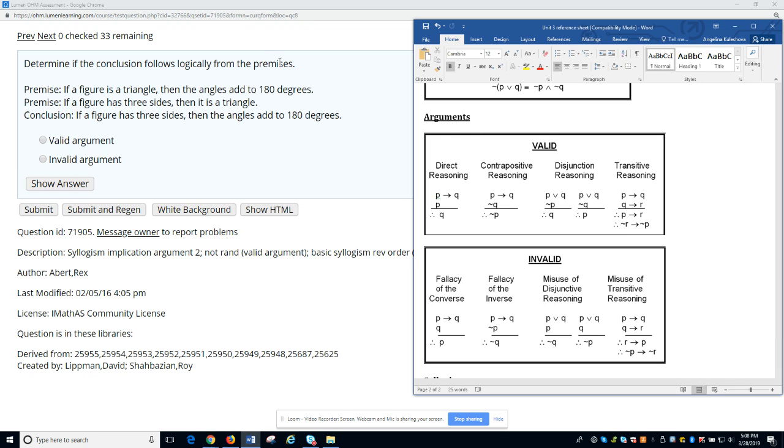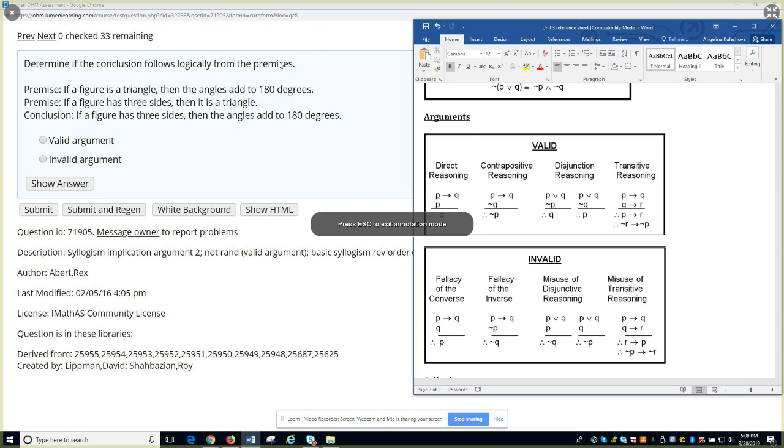So we are determining whether the argument is valid or invalid. Because these are all just conditional statements, they're non-quantified, we are going to translate and then see if it matches one of the forms that we have. So let's identify a single statement.